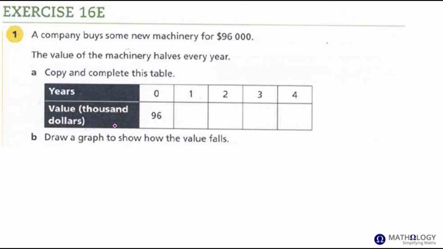A company buys some new machinery for $96,000. The value of the machinery halves every year. Copy and complete the table below. Okay, the entry value is in $1,000.